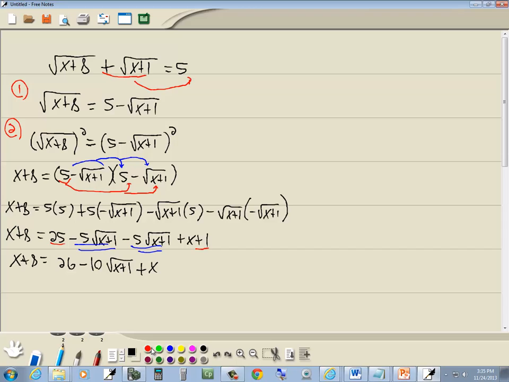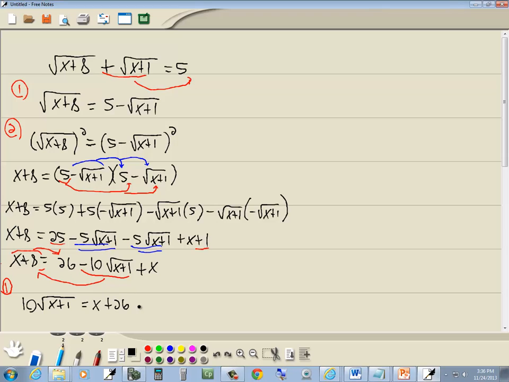Okay. Now we're down to step 3. If more radicals, go back to step number 1. So we have more radicals, so we'll start over. Now I want to get everything with a radical on one side and everything else on the other side. So I'm going to take this negative 10 square root of x plus 1 to the left side. Now I'll take the x plus 8 to the right side. So we get positive 10 square root of x plus 1 equals, x is still here, plus 26.